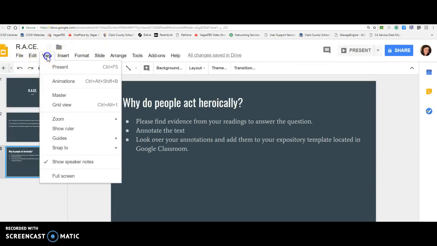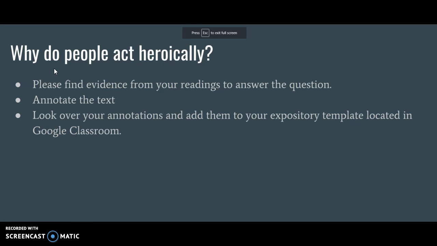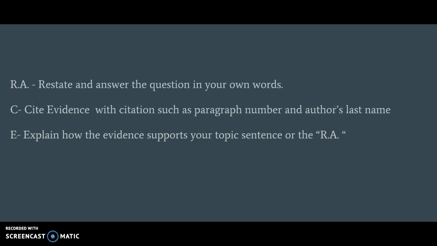Well, the RACE method is definitely going to help you out. So the RACE method, basically the R-A is to restate and answer the question in your own words. C is cite evidence with citation, such as paragraph number and author's last name. That's what you highlighted in green. That's citing evidence. And E is to explain how the evidence supports your topic sentence, or the R-A. So explain is what you wrote in your sticky note.